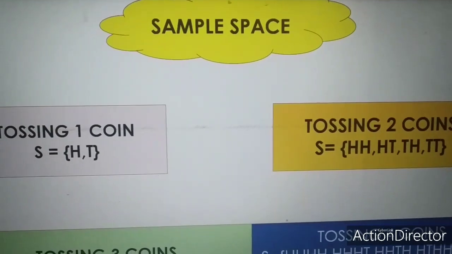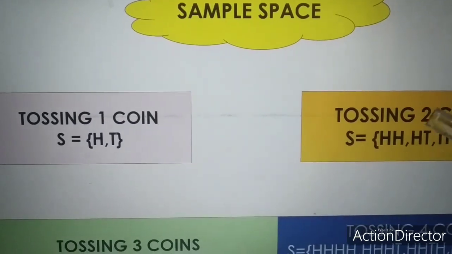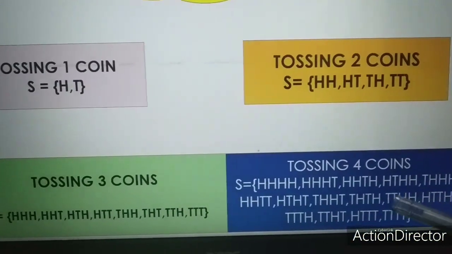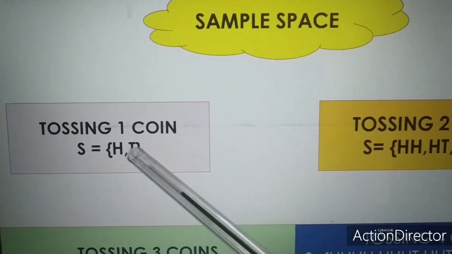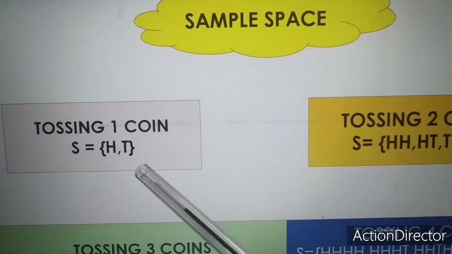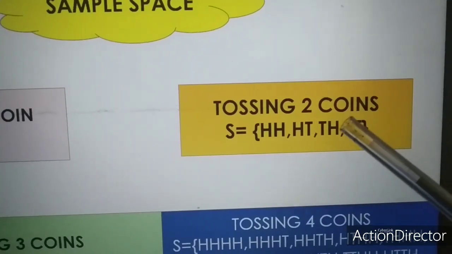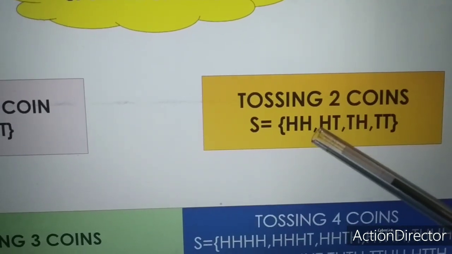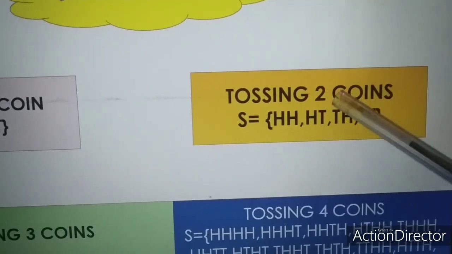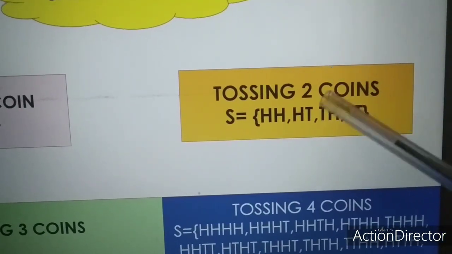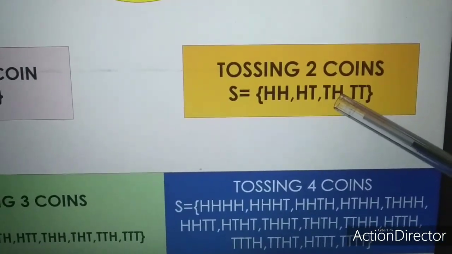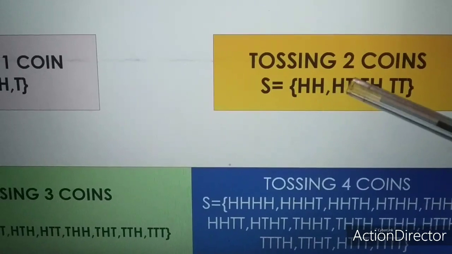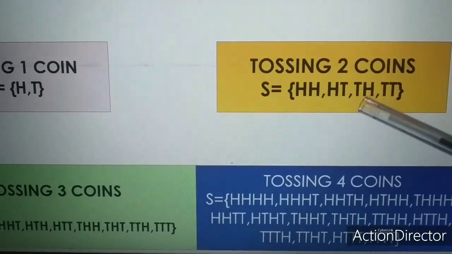So before getting into the trick involved in the coins, let us see the sample space we are having while tossing one coin, two coins, three coins and four coins. While you toss the coin one time, either you may get head or tail. Similarly, while tossing a coin two times, either you may get head in the first coin and head in the second coin, or head in the first coin and tail in the second coin, or tail in the first coin and head in the second coin, or tail in the first coin and tail in the second coin. So these are all the chances while you toss the coin two times.